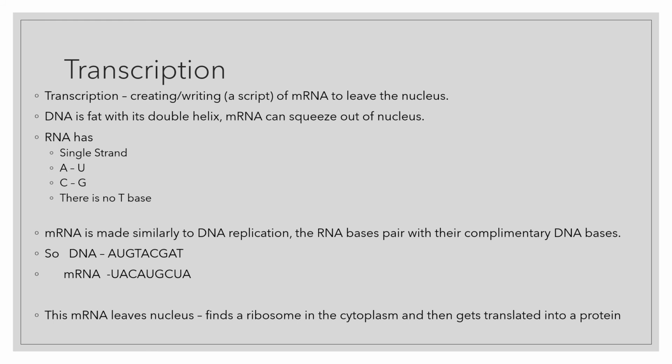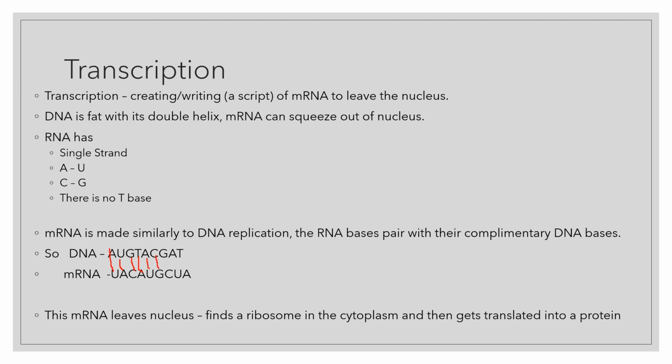So if our DNA was AUG, TAC, GAT, we would then use the RNA codes to pair with that. So remember, there are no T's here. So A's now pair with U's. So our A would turn into a U. Our U would pair with an A. Our G would pair with a C. Our T's would still pair with A's. Our A's would pair with a U.